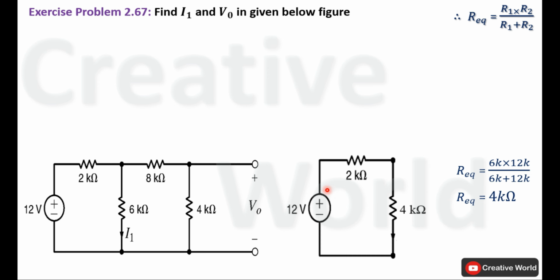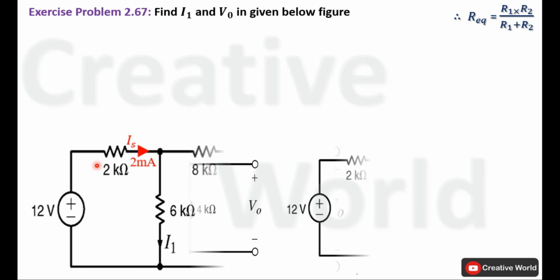Now we can calculate total supplied current by using Ohm's law. Current through this branch will be equal to total supplied voltage, that is 12 volt, divided by total resistance, that is the sum of both resistances 2K and 4K. IS will be equal to 12 divided by 2K plus 4K. Solve this equation to calculate total supplied current, that will be 2 milliampere. So we have calculated the current that will pass through this branch and it will act as total supplied current in the original circuit. Modify the circuit.